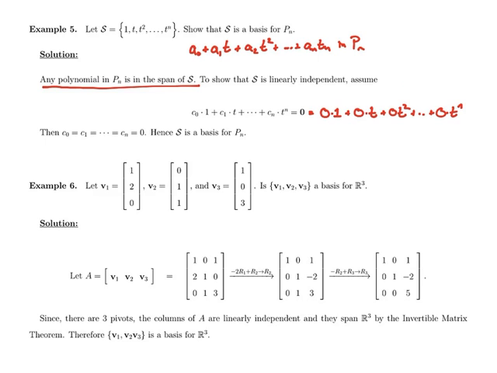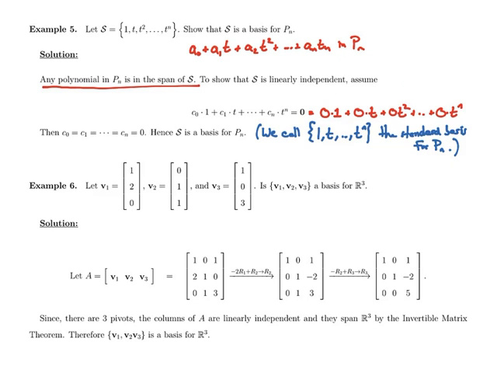So, because it is spanning and linearly independent, S is a basis for Pn, and we call this set the standard basis for Pn. Just as we had a standard basis for Rn before, now we have a standard basis for Pn. And it is all the monomial polynomials that we have, 1, t, t squared, t cubed, all the way to t to the n.